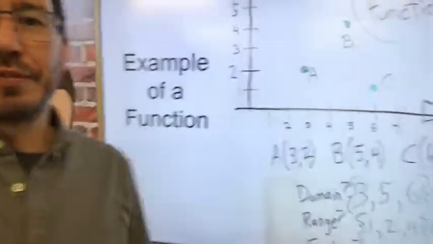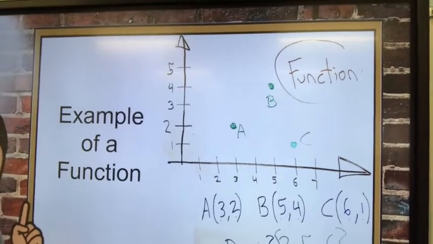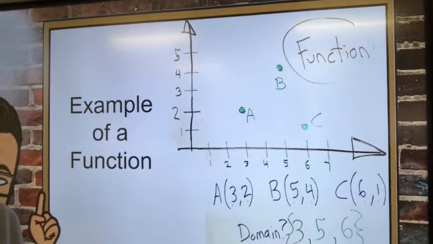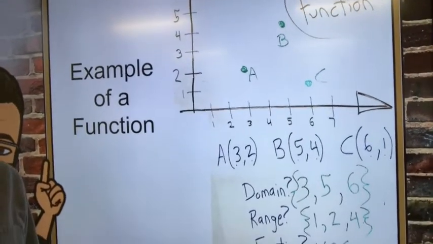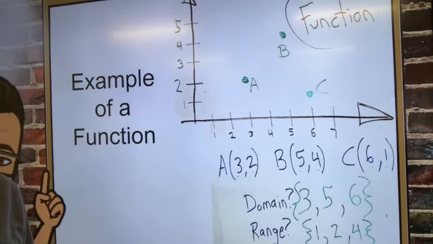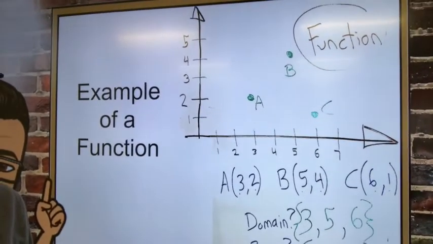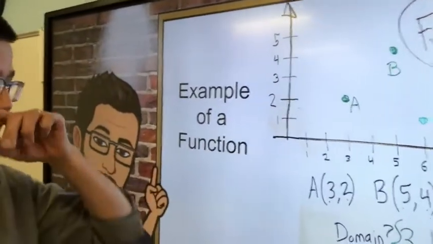So we have an example of a function, and remember, we've been looking at this for the longest. We found the domain by listing those first x values. We found the range by listing those second y values. And it was a function because there was no repeat in the domain. Sounds familiar? Let's go on.